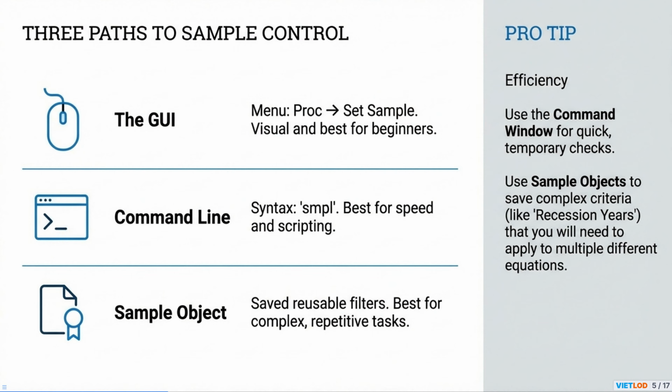Second is the command line. This is for users who prefer speed and scripting. You simply type the command, for example, sample, followed by your criteria. It's incredibly efficient for quick, temporary checks.